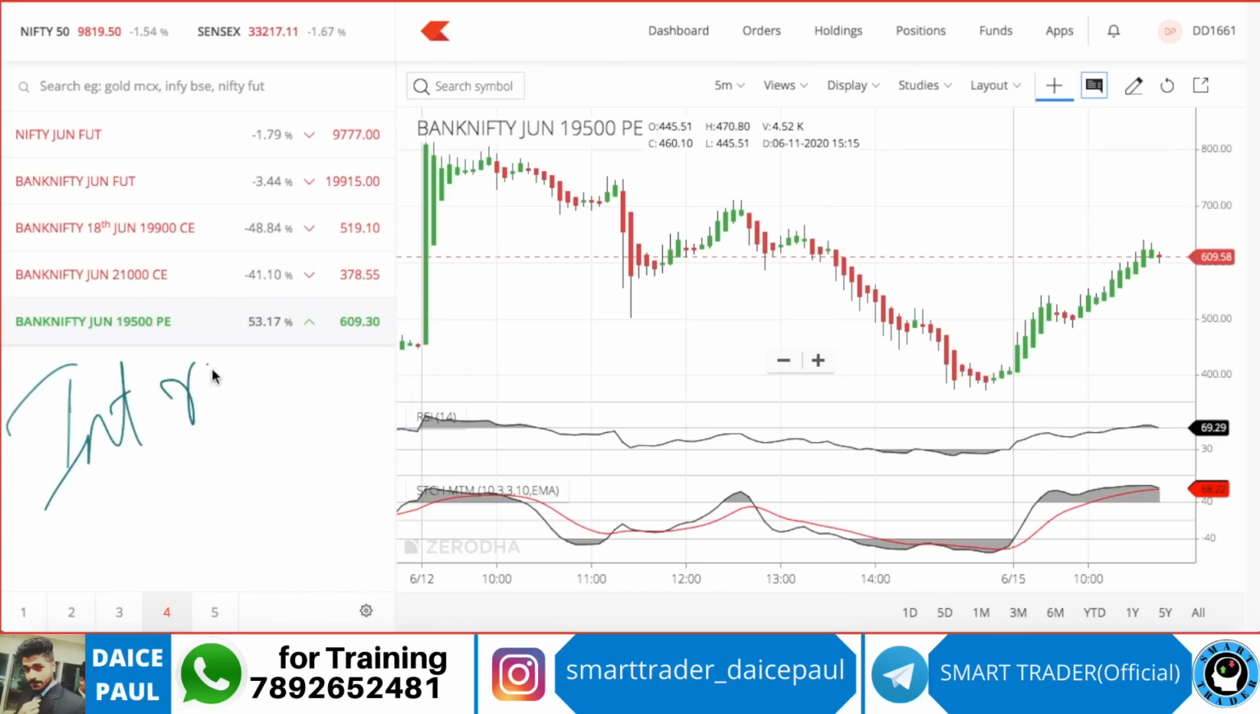Remember this properly. All right, so just practice this in paper trading. I always tell the Smart Trader family to do observations in paper trading, and we can try it on tradingview.com for practice sake.